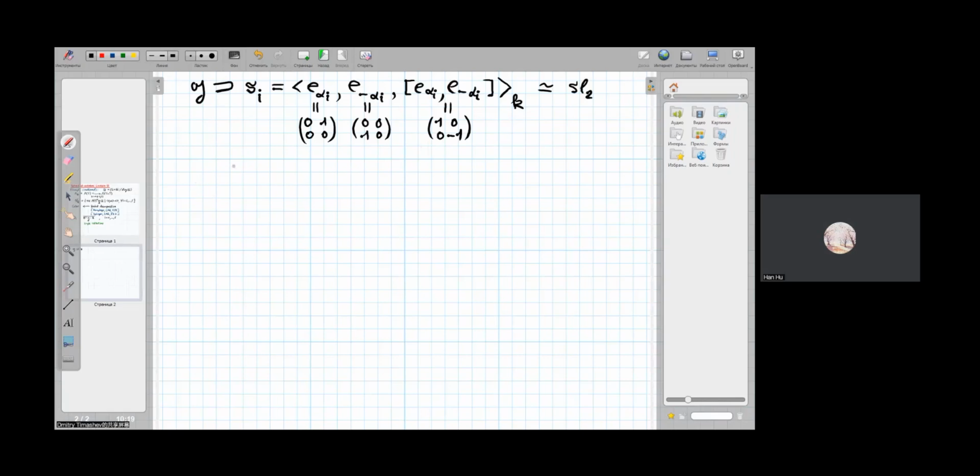So what is the character for this subalgebra, in G? Say it again. Which character do you use to describe this subalgebra?